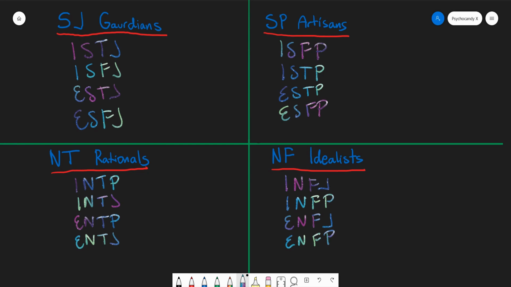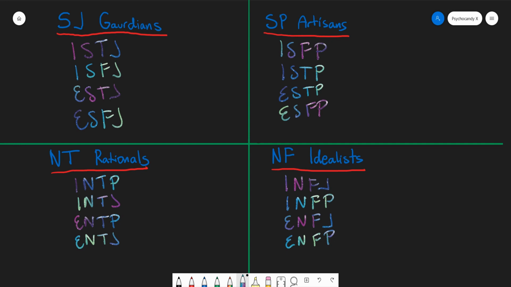Today I want to talk about the Four Temperament theory, which was mainly developed by David Keirsey in his works Please Understand Me 1 and 2. I'd highly recommend checking out the updated version of that book. It's a great resource to use to learn more about the personality types and just personality theory in general.